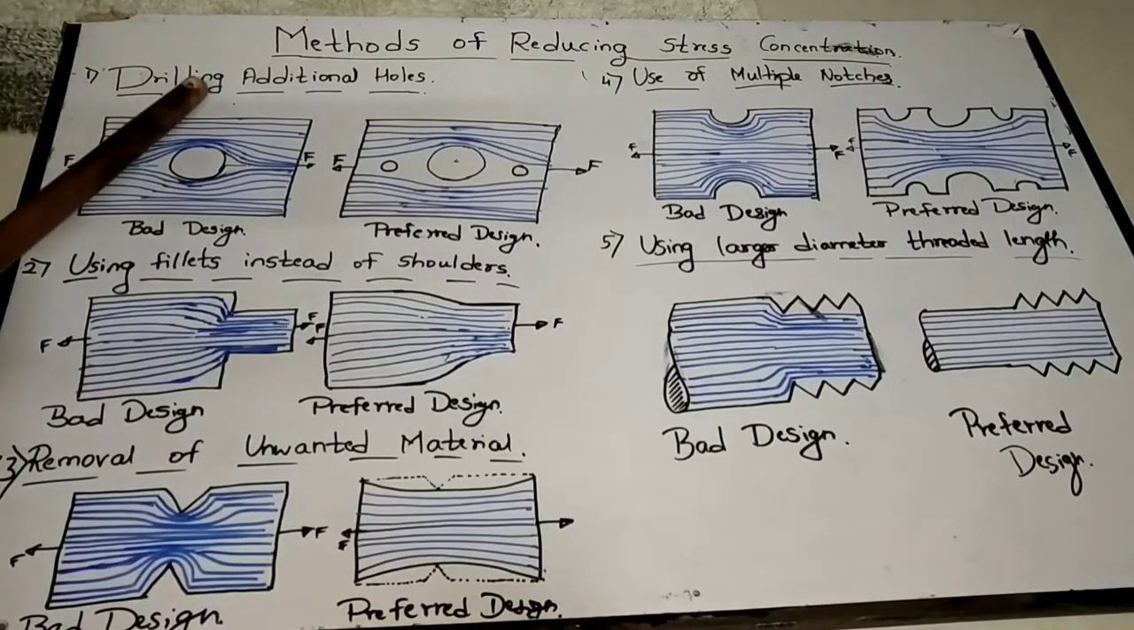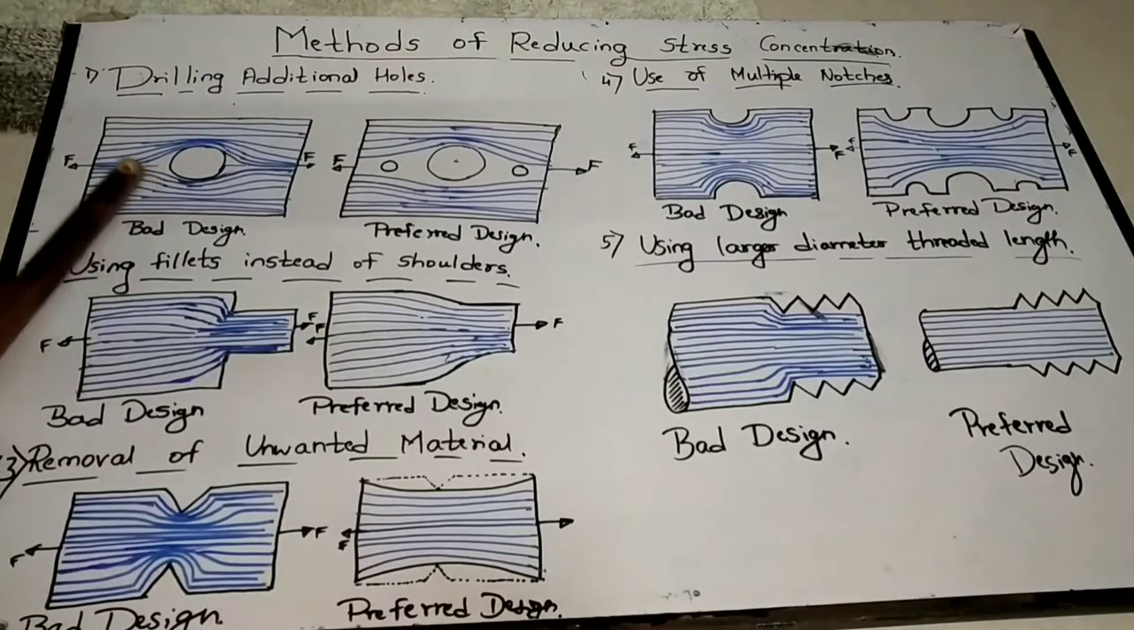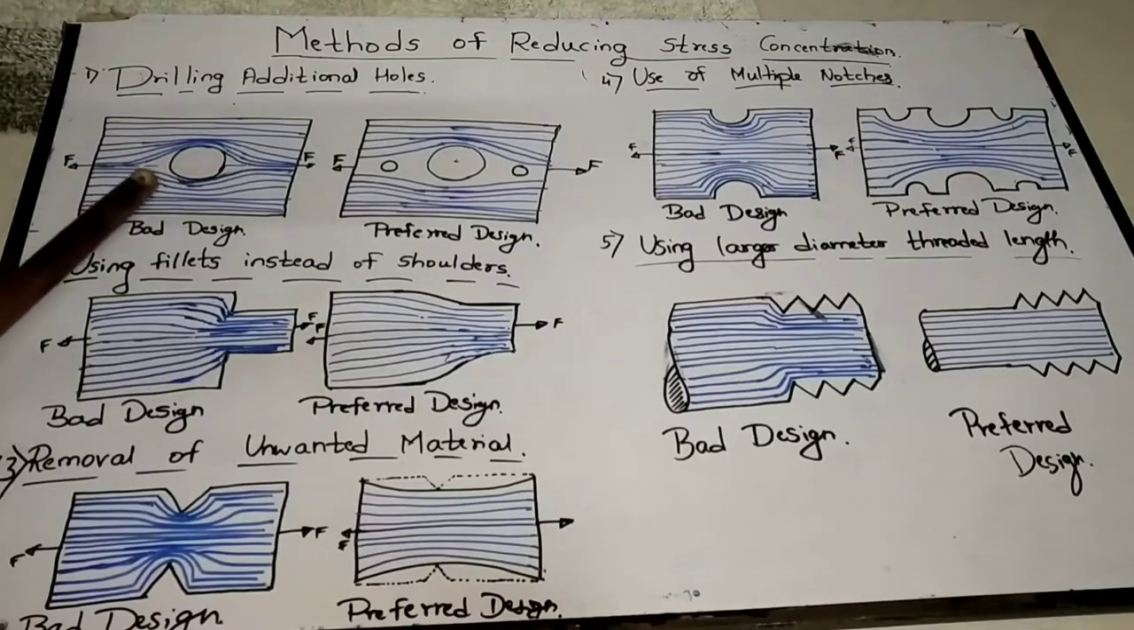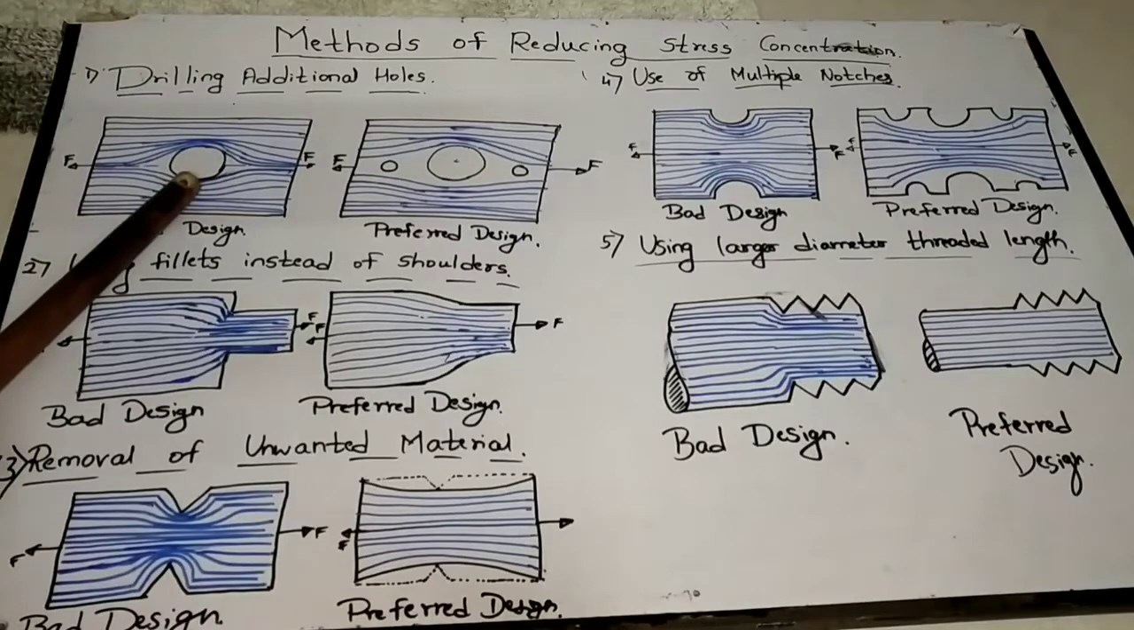So first method is drilling additional holes. Now you see here in the first model which I am showing here, there is a plate with a hole, and these are the hypothetical lines. These lines will not exist actually, but to understand the stress patterns, stress variations, you can observe these lines. Okay. So wherever the hole is there in a plate, around the hole the stress is concentrated more, you can observe here.